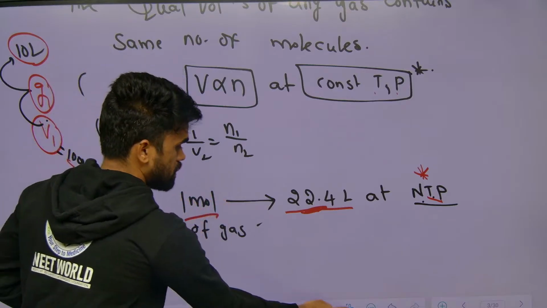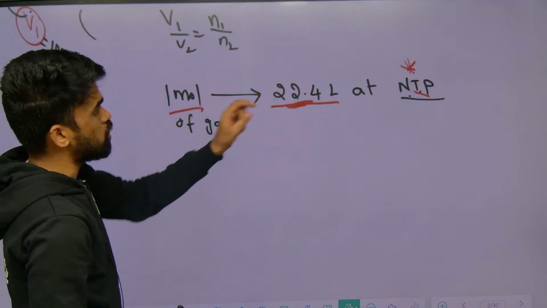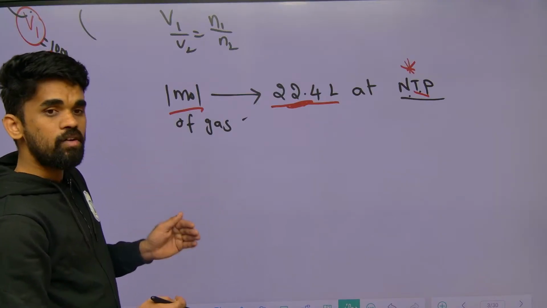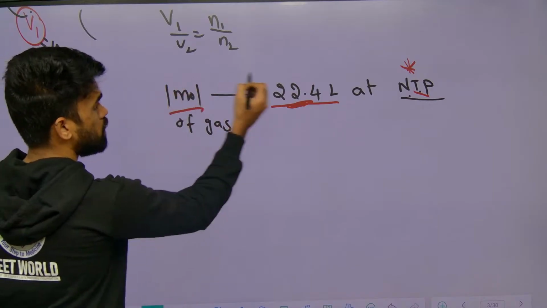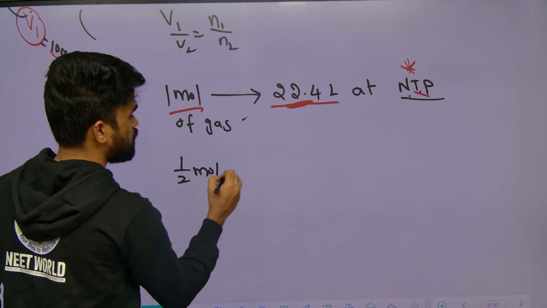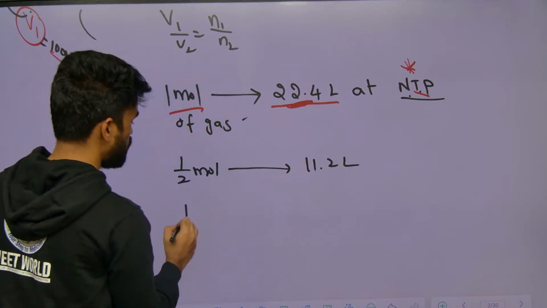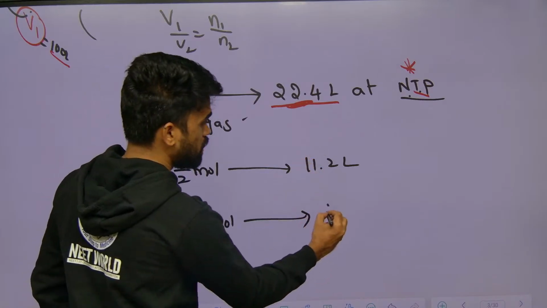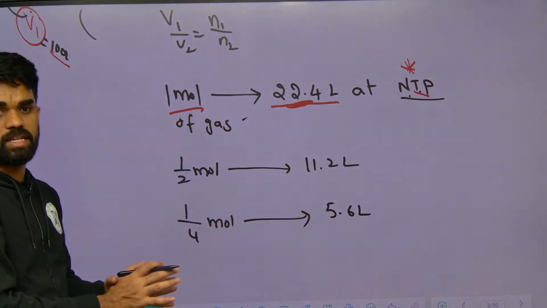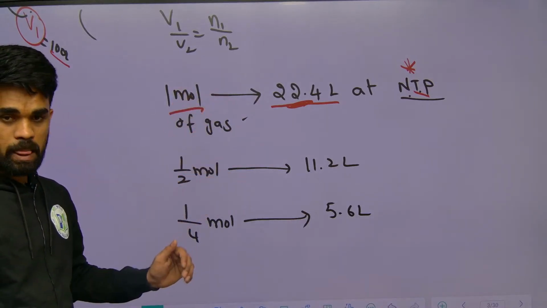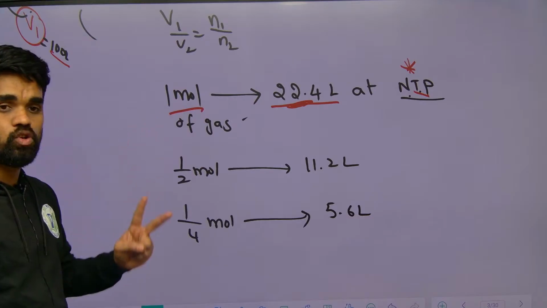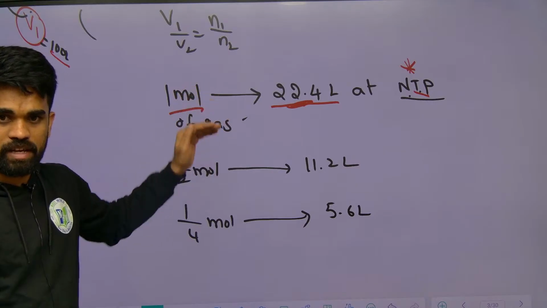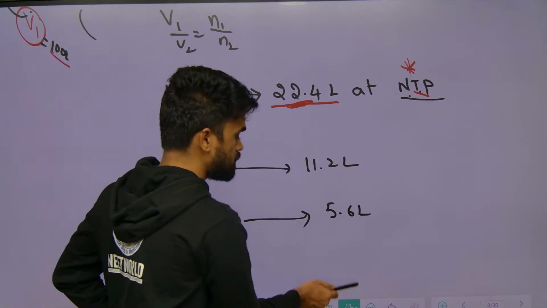If 1 mole of gas occupies this much, then half a mole occupies 11.2 liters. 1 by 4 mole means again divided by 2, that is 5.6 liters. Just remember these numbers, we may see them in the questions. These 3 numbers are perfect. Next, if I say 2 moles, 44.8 liters, like that we can calculate. Clear up to here? Let us see one question on this.